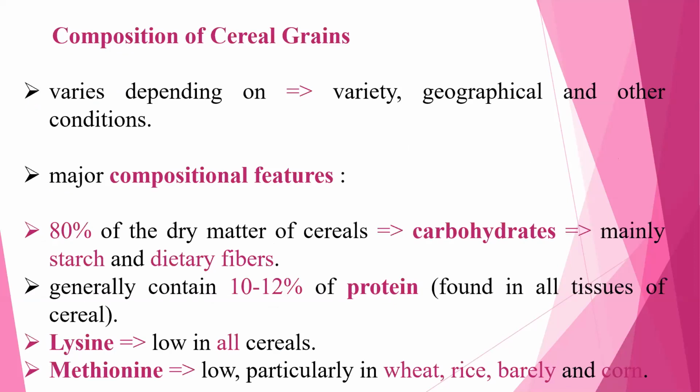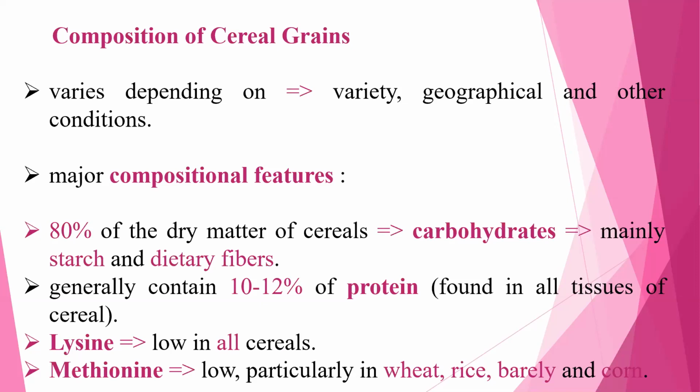Composition of cereal grains varies depending on their variety, geographical situation, and other conditions. Major compositional features: the major composition of wheat naturally includes macronutrients such as carbohydrates, proteins, lipids, as well as various micronutrients, that is vitamin B complex and various minerals. 80% of the dry matter of cereals is composed of carbohydrates, mainly starch, and some amount of dietary fibers present specifically in the bran layer.